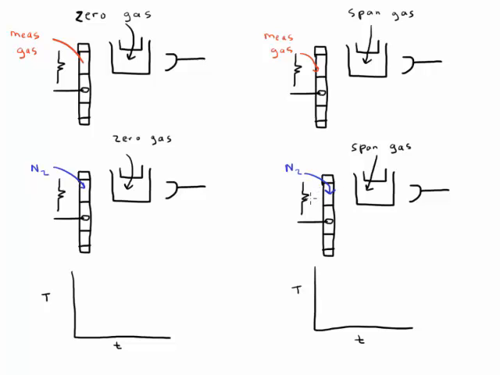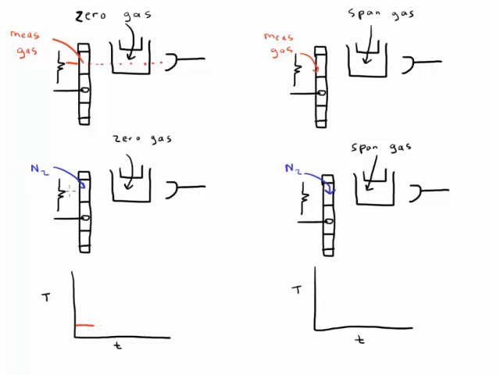Now we're going to draw the top left. We have zero gas, and our measurement gas is in the filter, and we're going to draw the signal on the bottom. The light comes out, hits the measurement gas filter, and most of that light gets absorbed by that high concentration of measurement gas. So not very much light is going to reach the detector. We'll draw what that looks like on the graph. This is a graph of time versus transmittance, and there's very low transmittance, so we're drawing it down there.